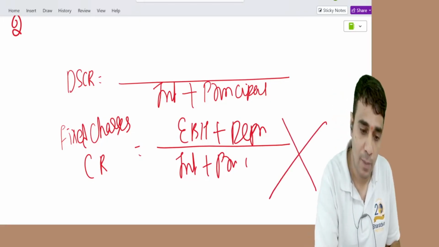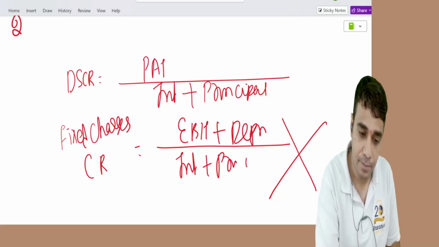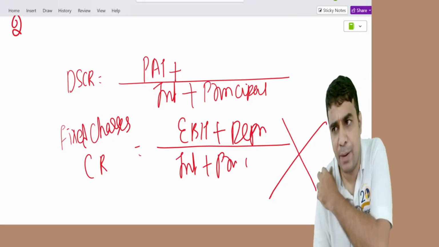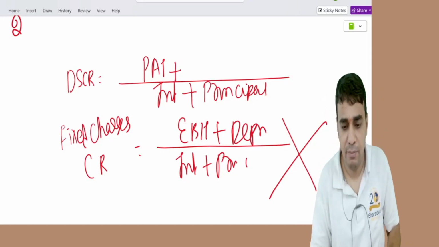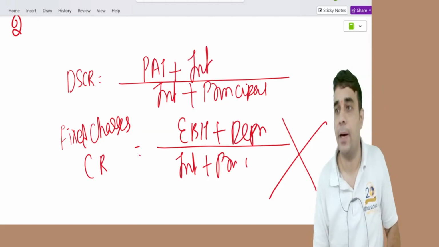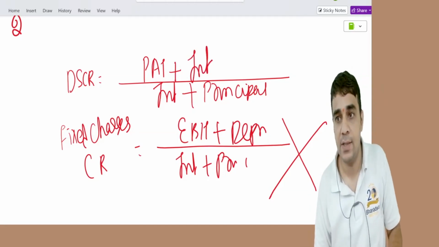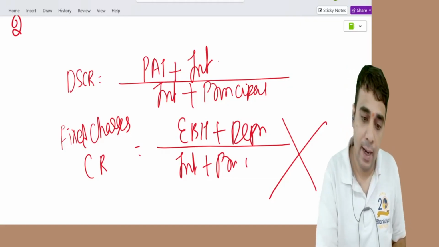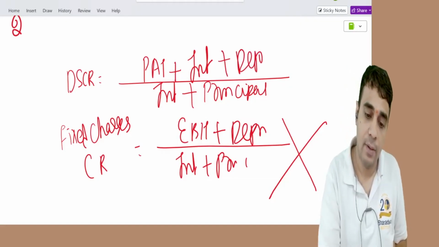What is a good formula? Start with PAT. In PAT, was interest subtracted? Yes, but the interest is my denominator. So to pay the interest, interest should be added back to PAT, and also add back depreciation.